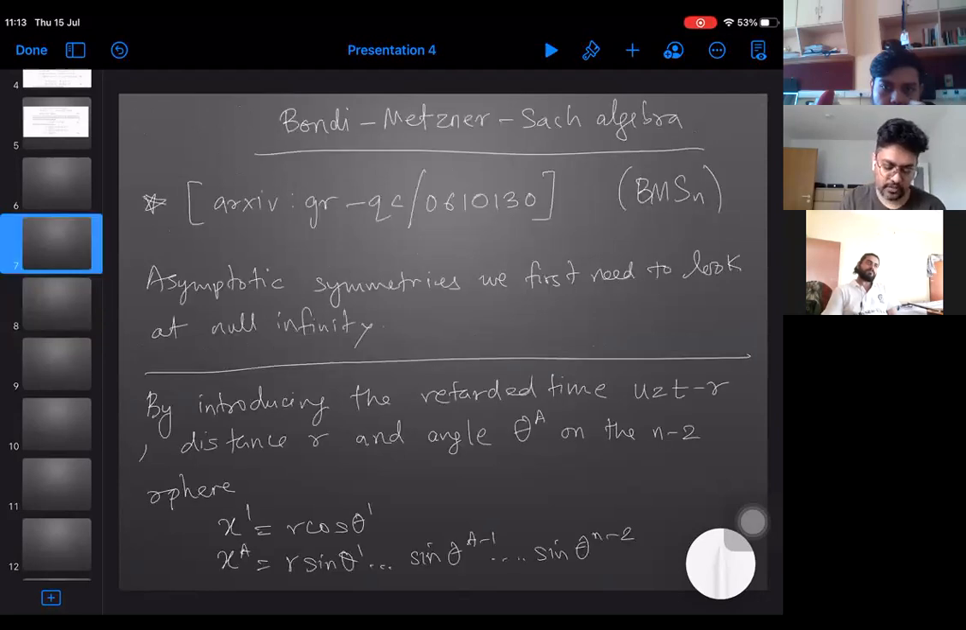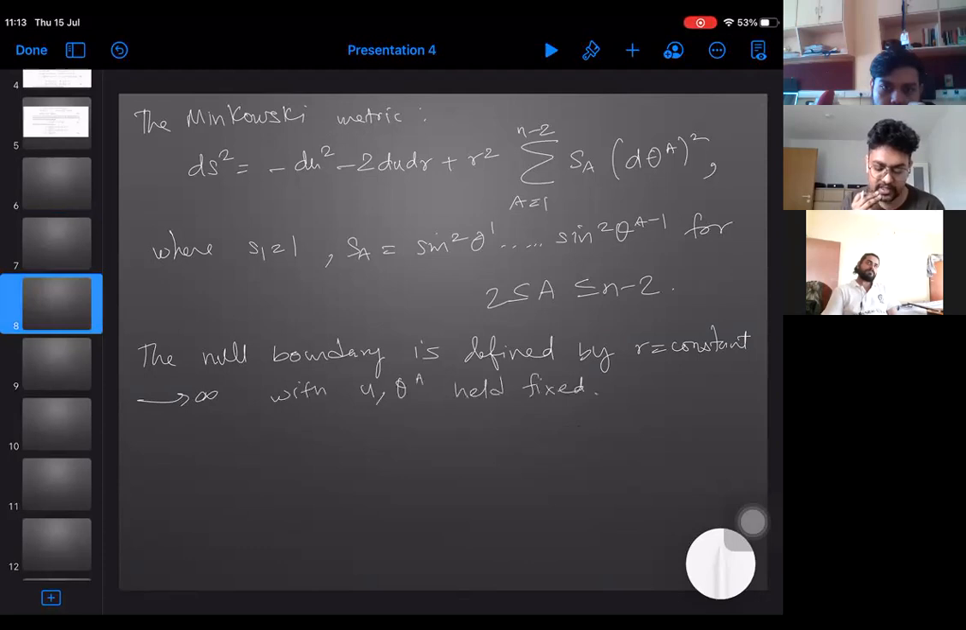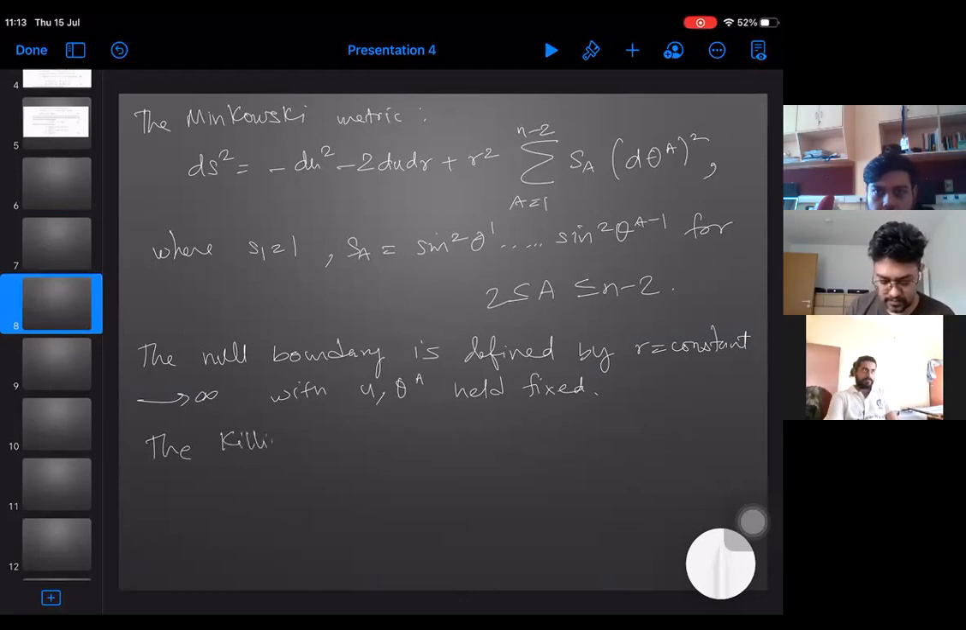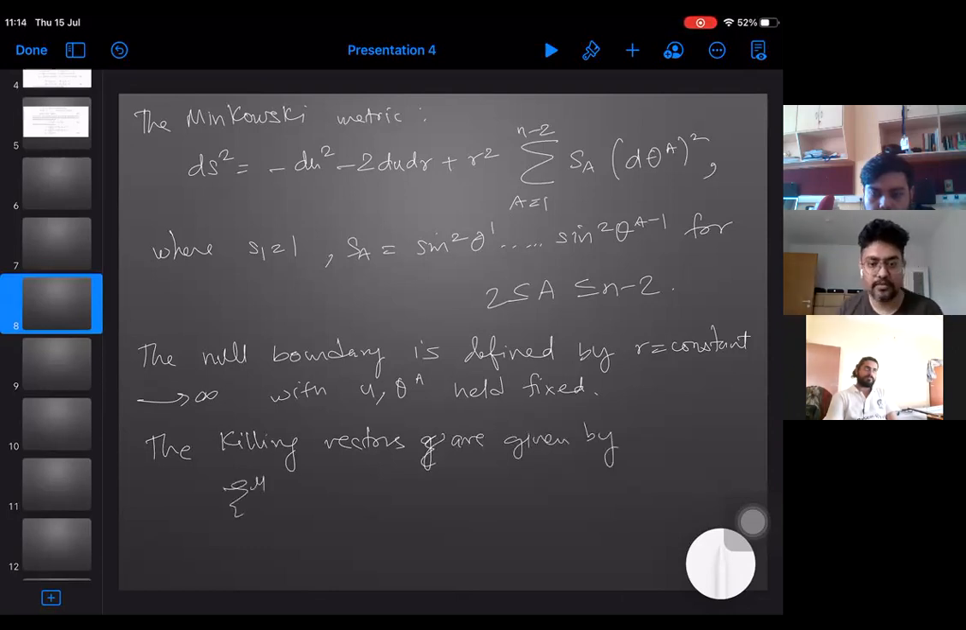So till here I have just said what the coordinates are and how your symmetry looks like. Next step would be how the Killing vectors look here. One requires the Killing vector to satisfy the Killing equation up to leading order. Once you do that, the Killing vectors turn out to be given by something like xi mu.